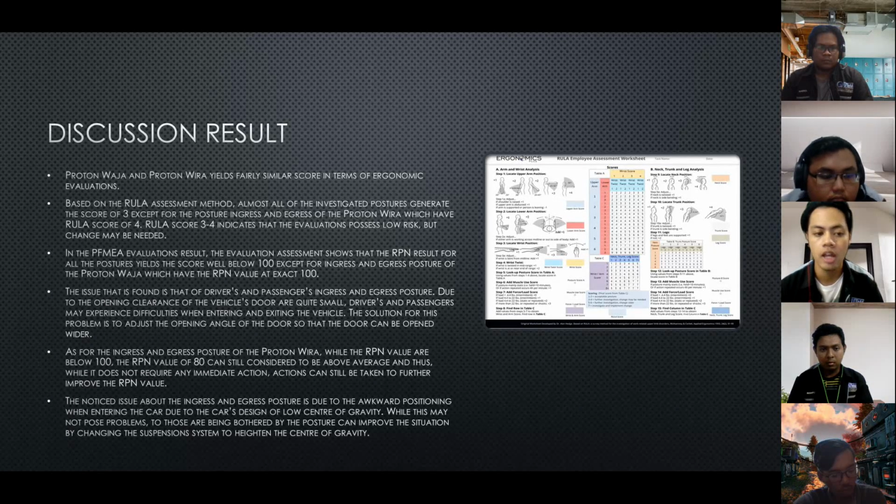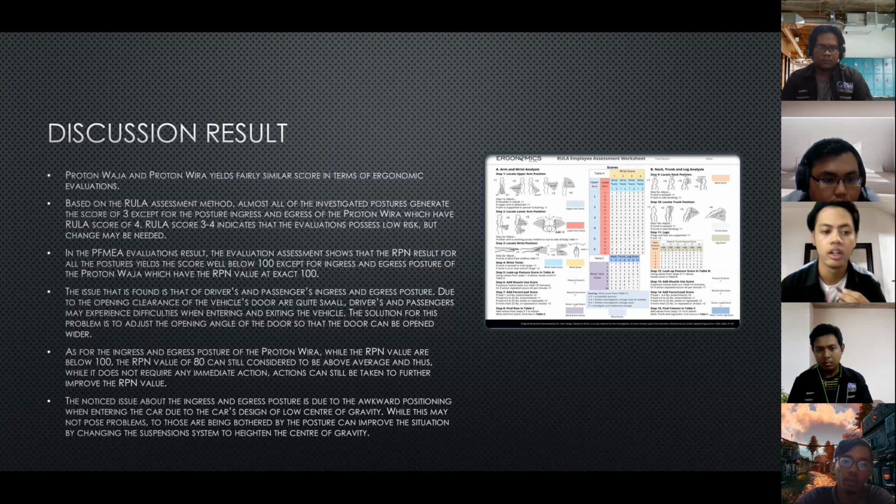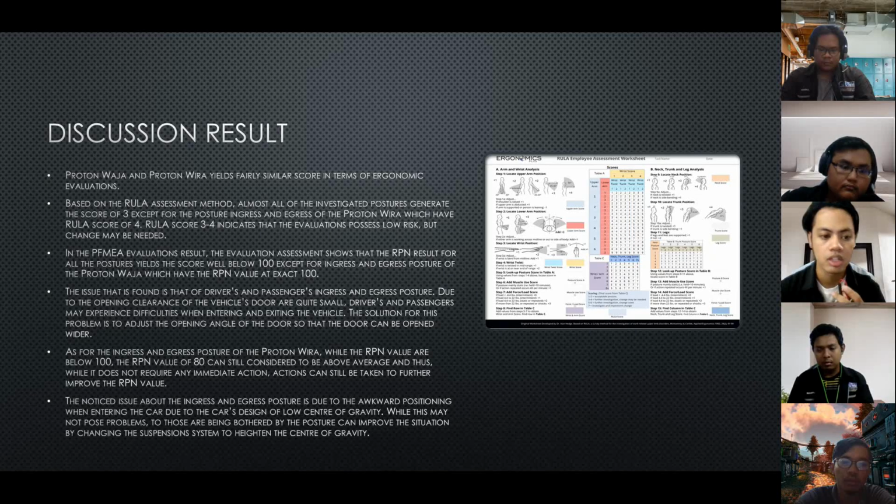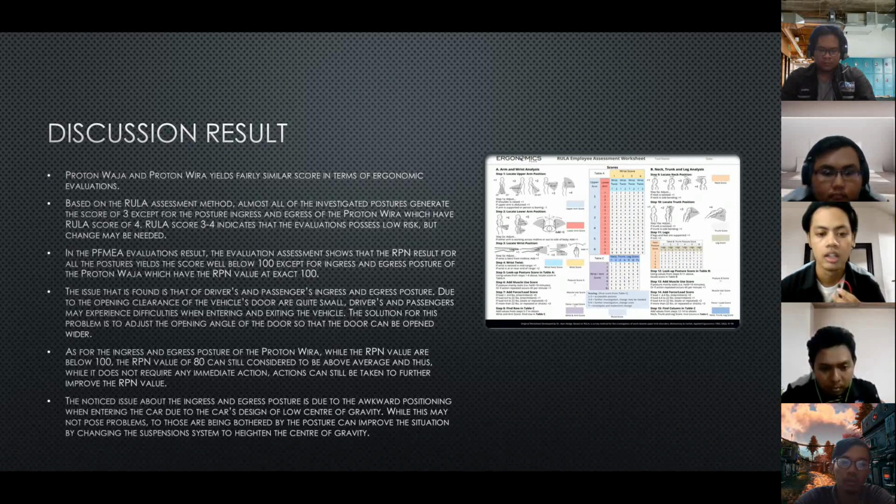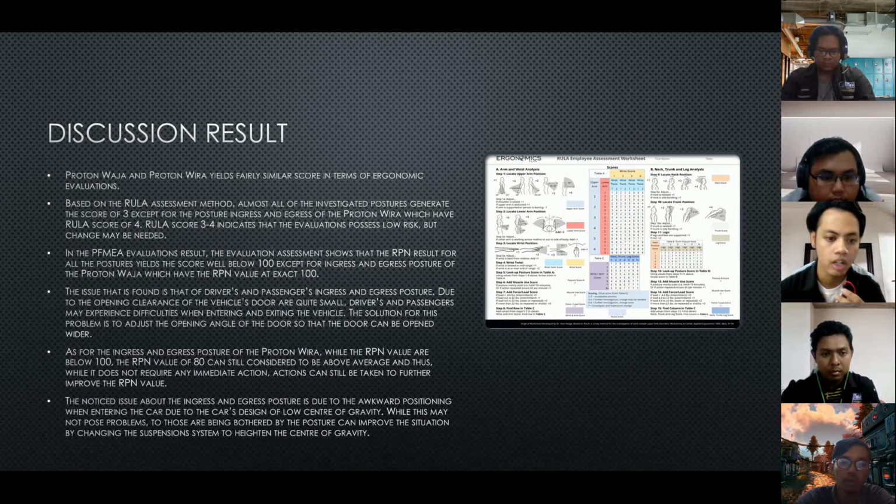A RULER score of 3 to 4 indicates that the evaluation possesses low risk, but change might be needed. In the PFMEA evaluation, the RPN result for all the postures is well below 100, except for the ingress and egress posture of Proton Wajah, which has an RPN value of exactly 100. The issue found is with the drivers' and passengers' ingress and egress posture. Because the opening clearance of the vehicle door is quite small, driver and passenger may experience difficulties when entering and exiting the vehicle. The solution for this problem is to adjust the opening angle of the door so that the door can be opened wider. So this is the problem found on the Proton Wajah.